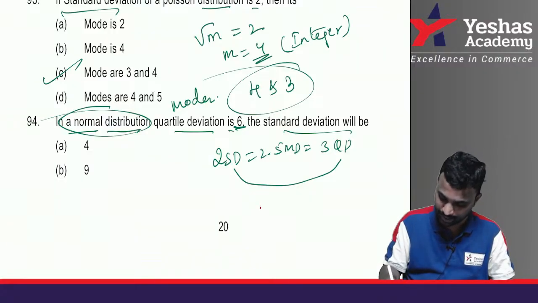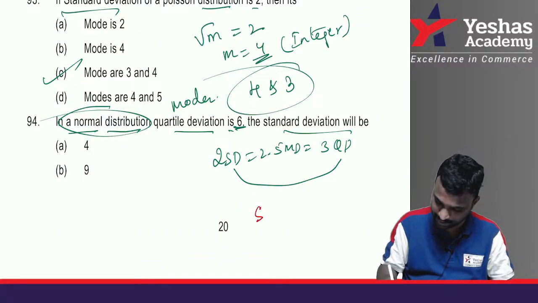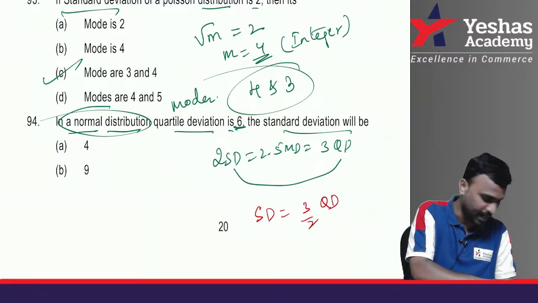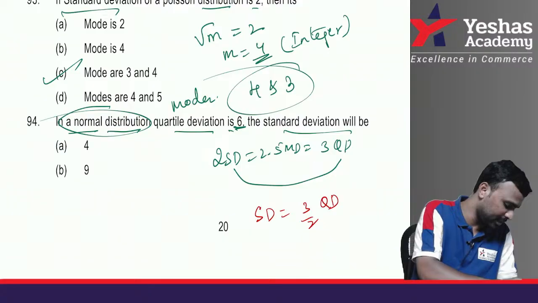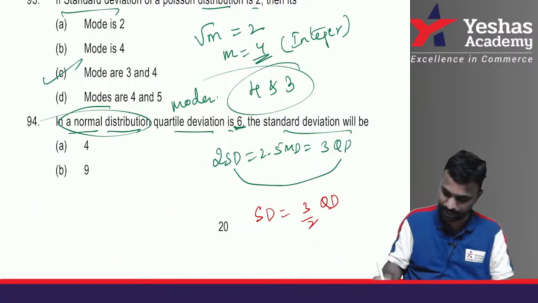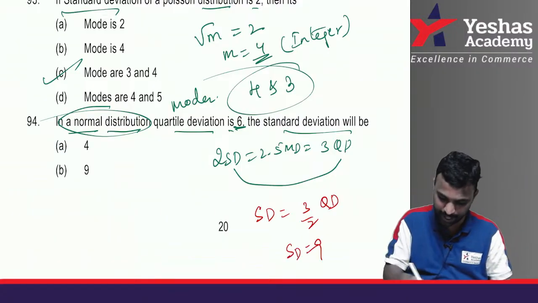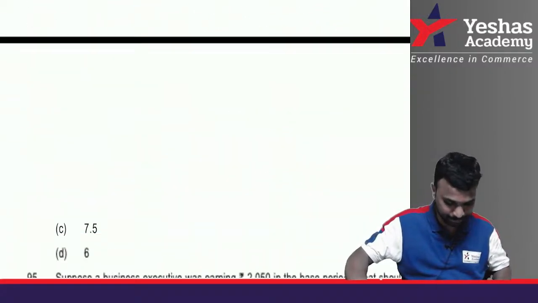That means SD is equal to 3 by 2 QD. QD being how much? 6. So 6 into 3 divided by 2, the answer is 9. So SD is equal to 9. Option B is the right answer.